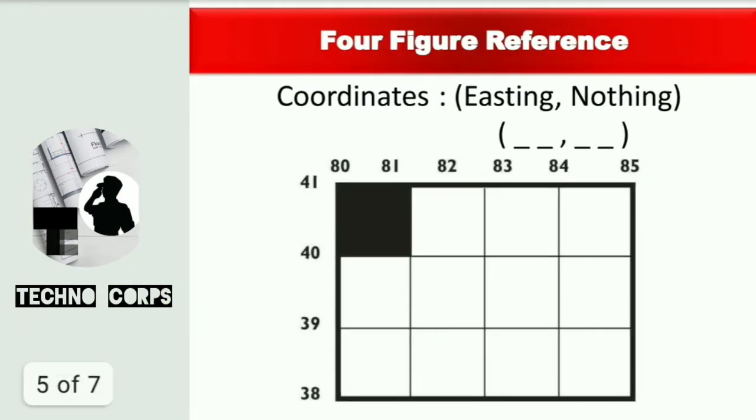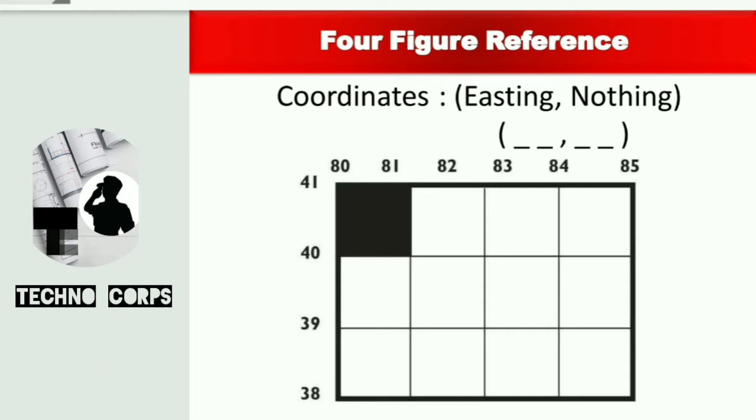How to give the 4-figure reference? Okay, so for that we have the format like this. First we have to give the easting reference and then the northing reference. Okay, this is the northing, right? So in 4-figure reference, it means we have to indicate it with 4 figures. So the first 2 figures will represent the easting points, and the second 2 will indicate the northing points, right?